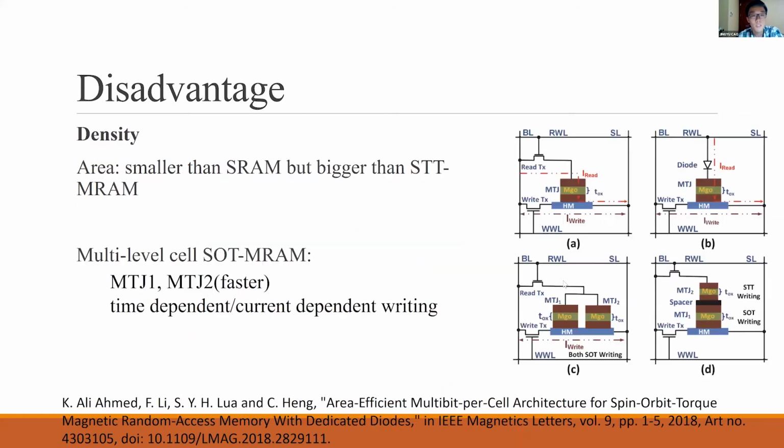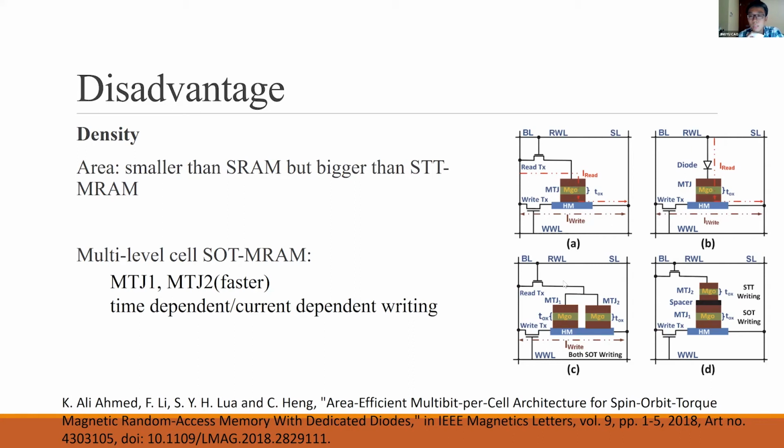So there's another disadvantage about density. We have mentioned before that the area for spin orbit torque MRAM is smaller than SRAM but bigger than spin transfer torque MRAM. So in order to further reduce area, researchers have developed a kind of memory called multi-level cell spin orbit torque MRAM. It is shown in figure C and figure D.